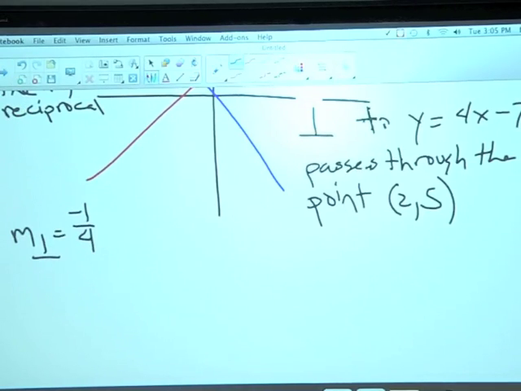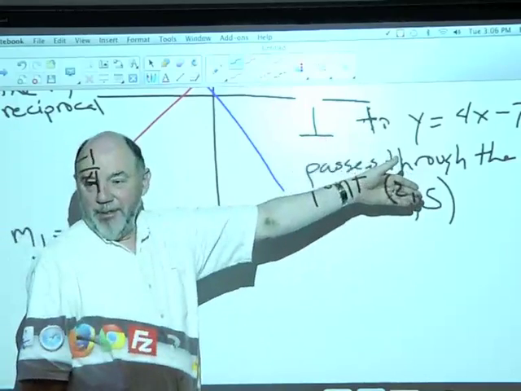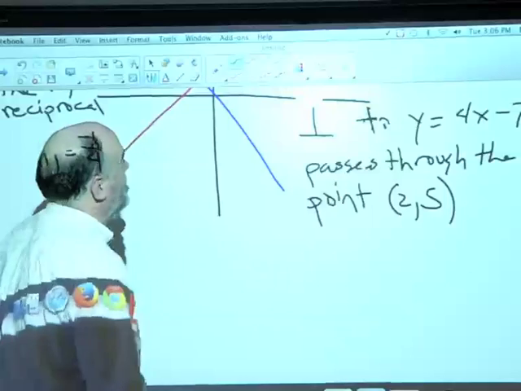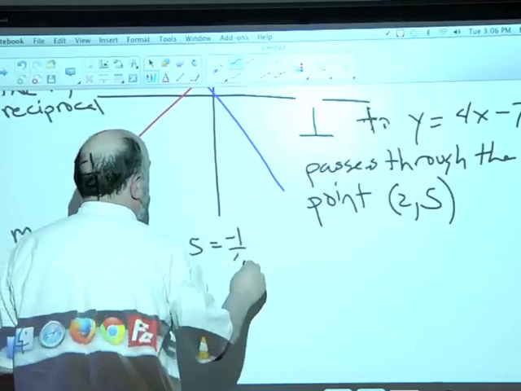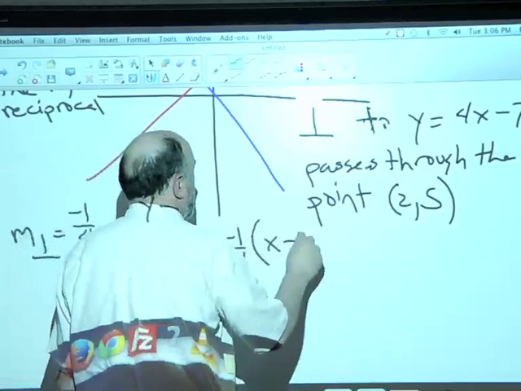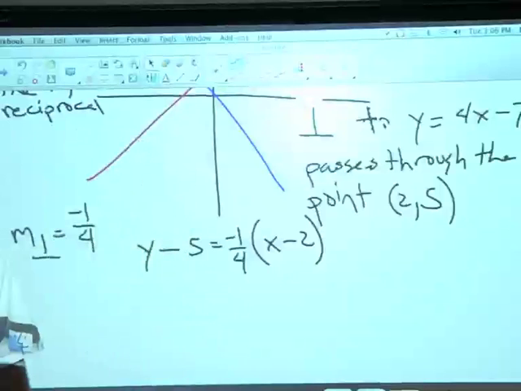Right? So again, now it's the same process. Here's my slope. Here's my point. All the information. y minus 5 equals -1/4 times x minus 2. Okay. Then comes your algebra skills and your fraction skills. Solve that equation for y.